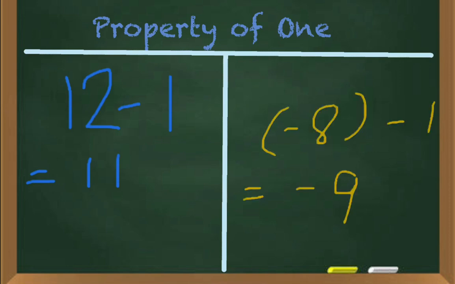Now let me inform you of one thing, that if you want to find the predecessor and successor of negative integers, you must see the number line. It will be better and easier for you to understand the predecessor and successor on the number line.